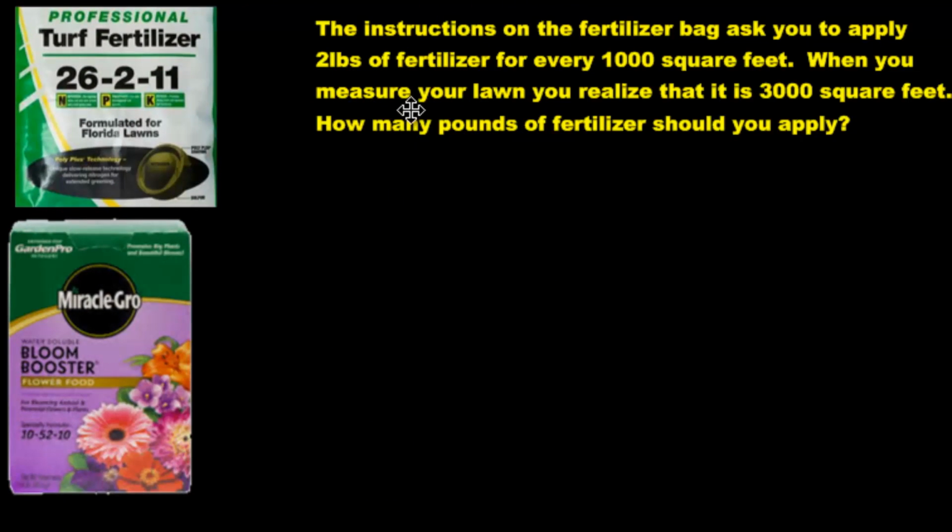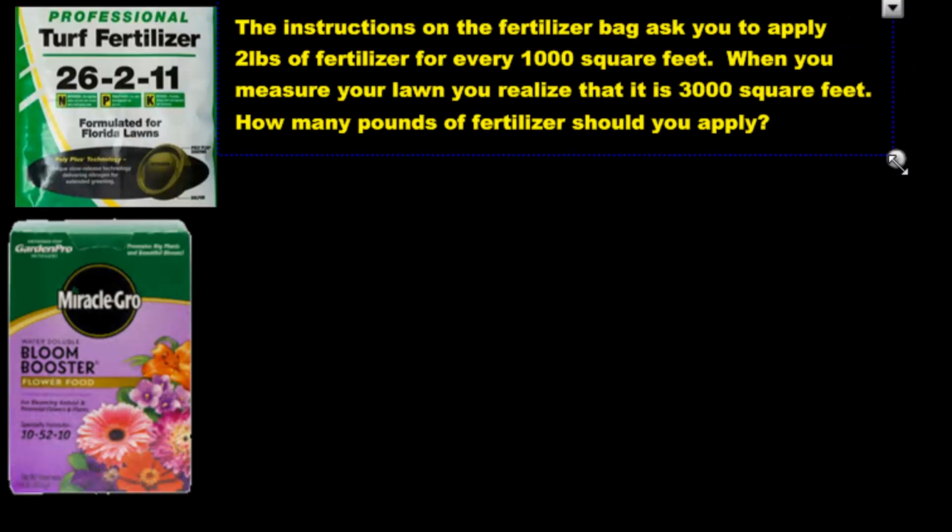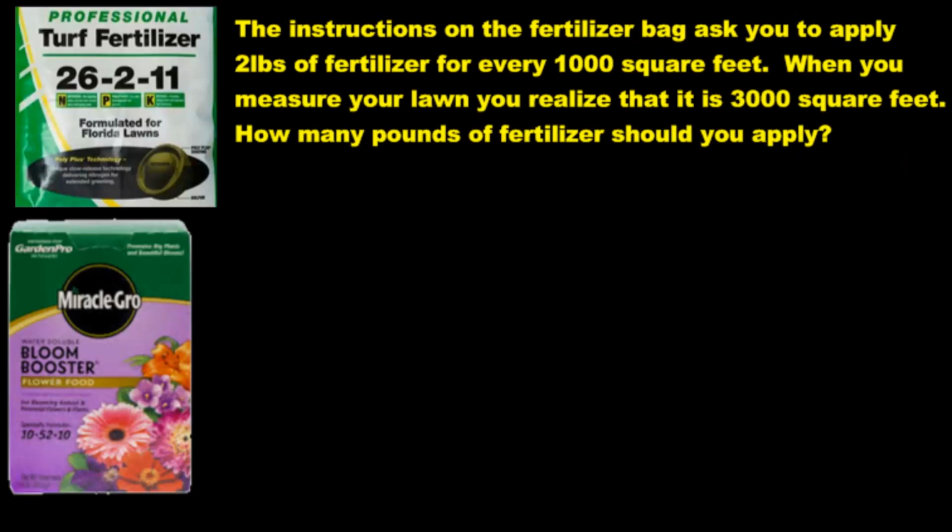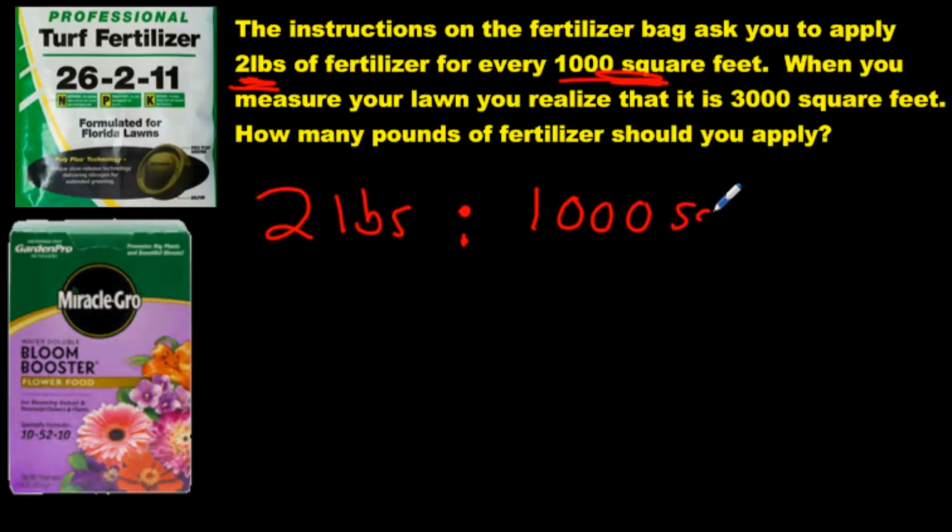Here's another practical use. This problem here, this word problem. Let's make it a little bit bigger. We have now an instruction manual that says apply 2 pounds of fertilizer for 1,000 square feet. So we have a ratio here. We have to recognize that's a comparison. 2 pounds to 1,000 square feet. Does it say the word 2? It doesn't. But we know it's a ratio because it's comparing those two numbers. So I know it's 2 pounds to 1,000 square feet.